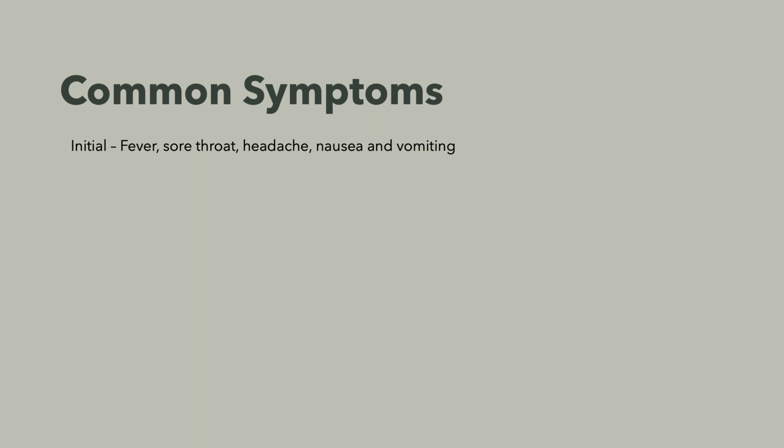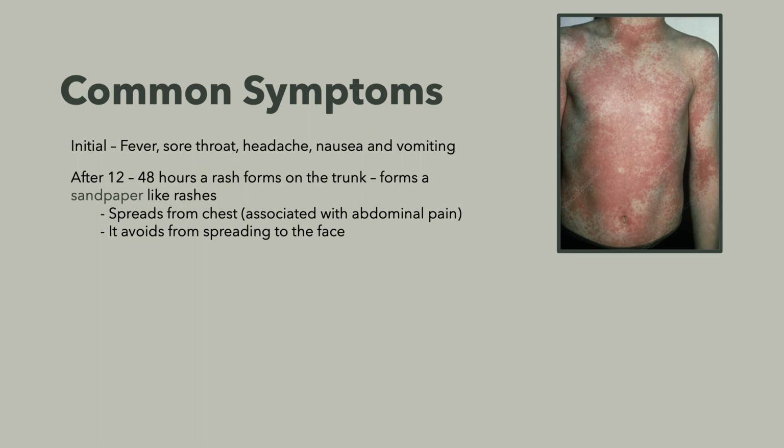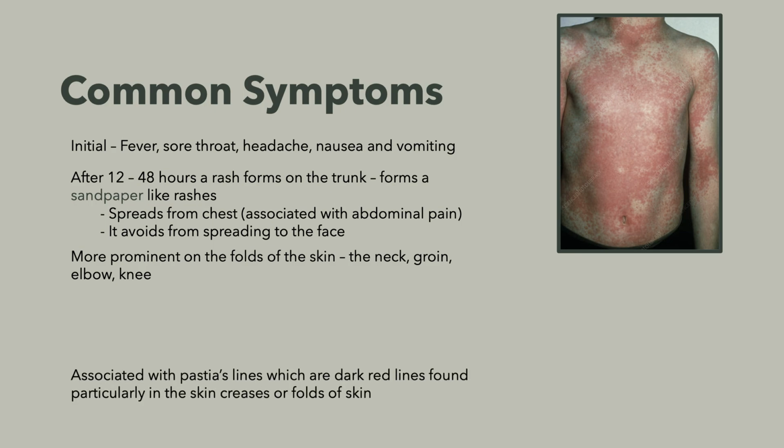Common symptoms. Initial symptoms include fever, sore throat, headache, nausea, and vomiting, which are similar to the flu. But after 12 to 48 hours, a rash forms on the trunk, which has a characteristic texture of sandpaper. It spreads from the chest to the other parts of the body, but it avoids spreading to the face. It's more prominently found on the folds of the skin, the neck, groin, and elbow areas.